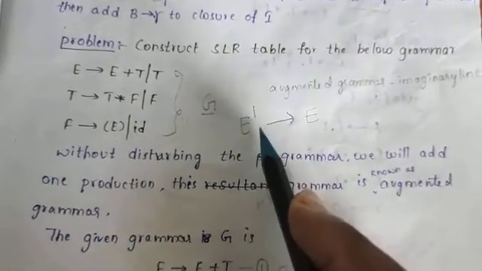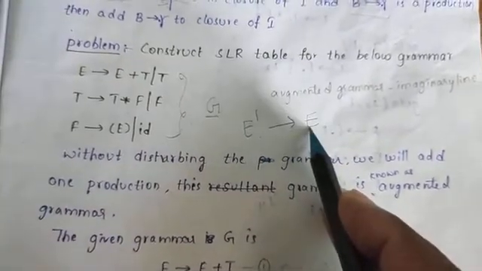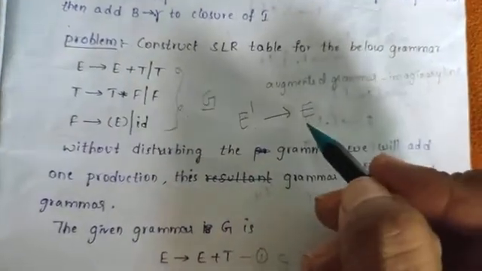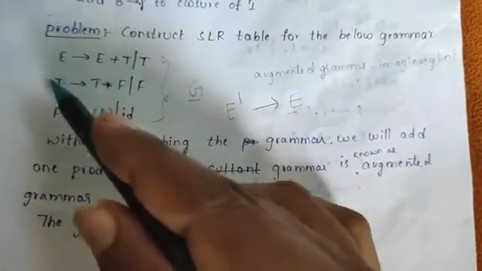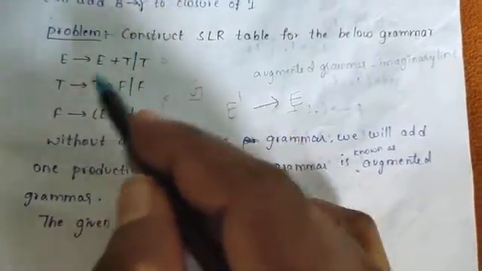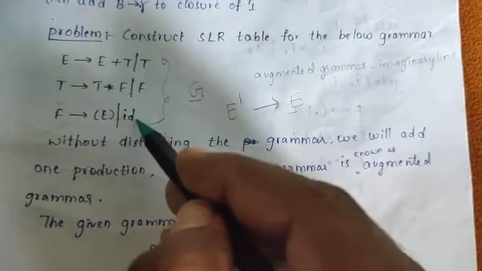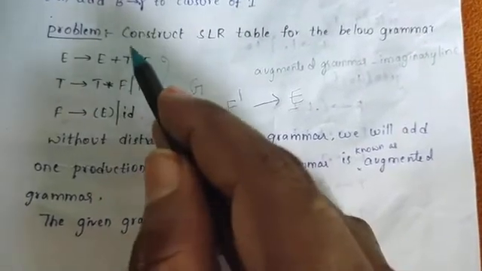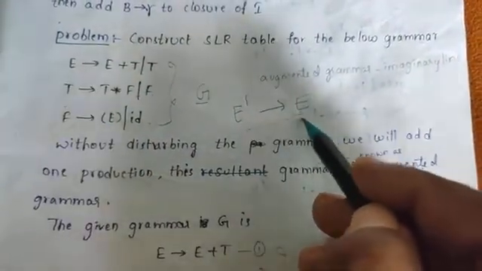Here this non-terminal can be tends to E. That means if E is a root element, it will start here and then E to T, T to F, F to ID. Total productions can be implemented with the help of this augmented grammar.